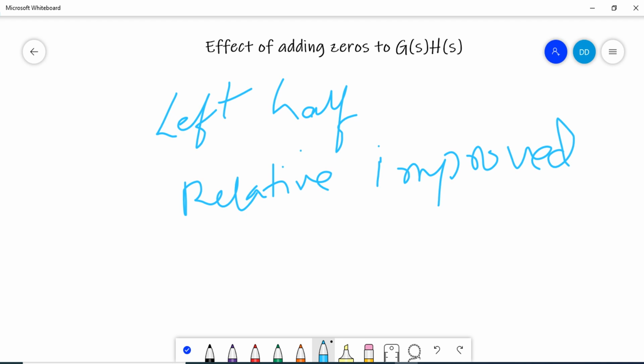Now we have gone through the properties of root loci with which we can plot the root locus. In the further videos we will be looking into examples of constructing the root locus.